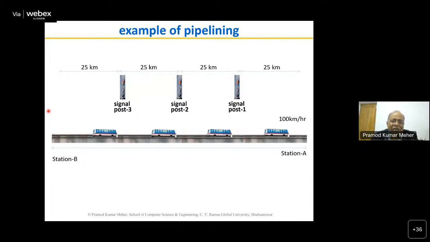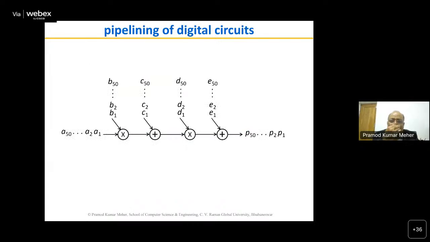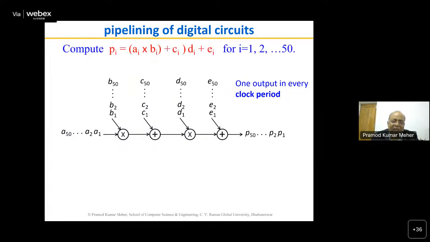In digital circuits also we can have this type of thing. So 4 trains will reach station B from station A every hour, one train every 15 minutes. In digital circuits also you can do it like this. One output in every clock period is what we are now getting.